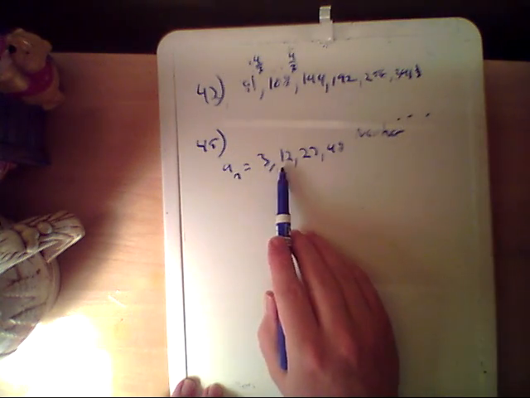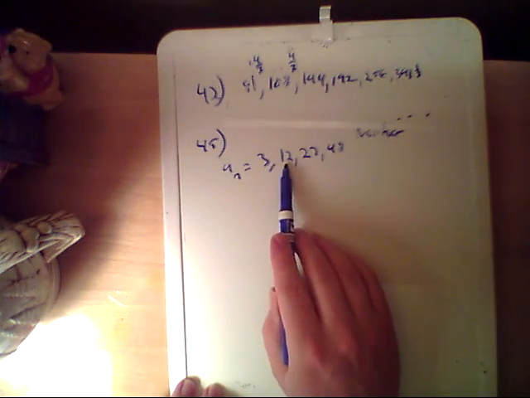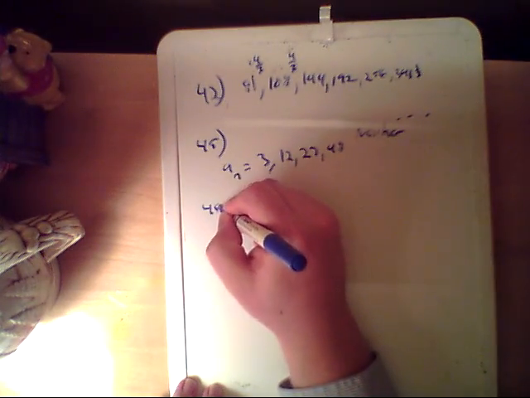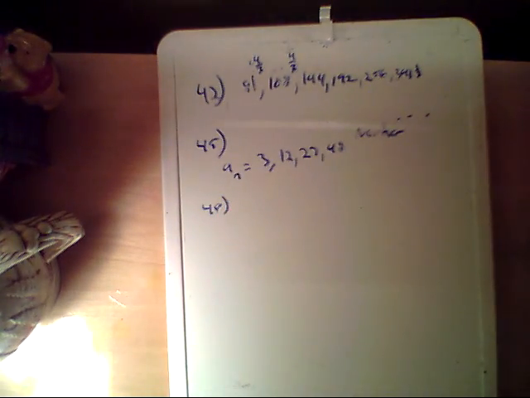If it was arithmetic, there'd be a common difference here. If it was geometric, there'd be a common multiple here. There's not, so it's neither. So let's go with 48. Let's see.